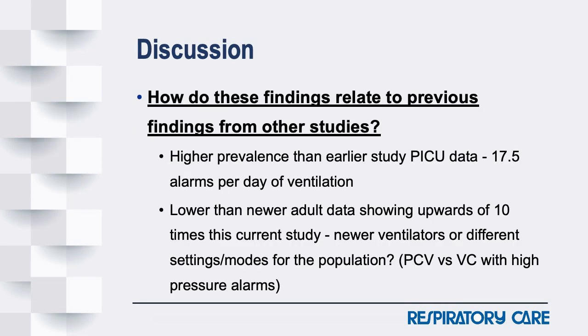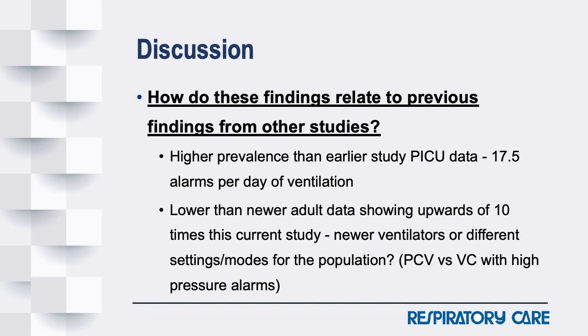So we're going to move on to the discussion section of this paper, and we're going to answer some more questions. How do these findings relate to previous findings from other studies? As I've already mentioned in the last couple of slides, this shows a higher prevalence than earlier published pediatric ICU data, which had 17.5, and this study shows the prevalence is in the 20s.